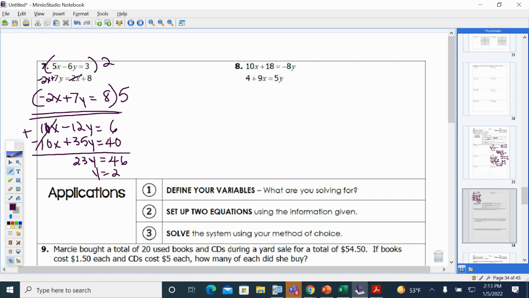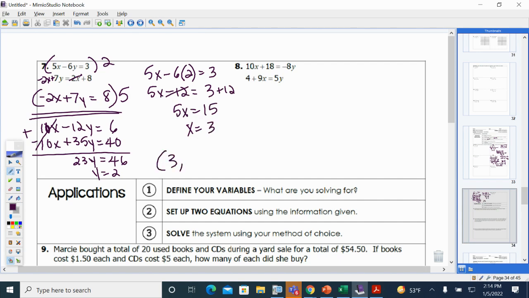So from there, I'm going to substitute the 2 into one of the two original equations. I'm going to use the first one again, just because, no special reason. Plug in the 2. So we have 5x minus 12 equals 3. Add your 12. So we're going to add it over here, and we get 15. Divide by 5, and you get x equals 3. So my solution to this one is 3, 2.